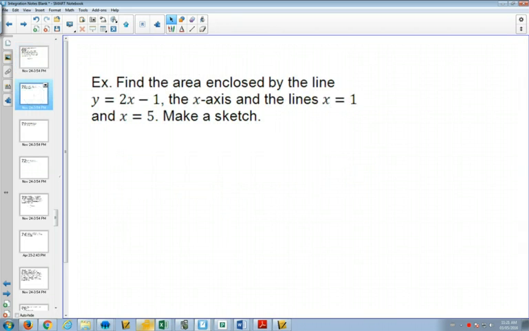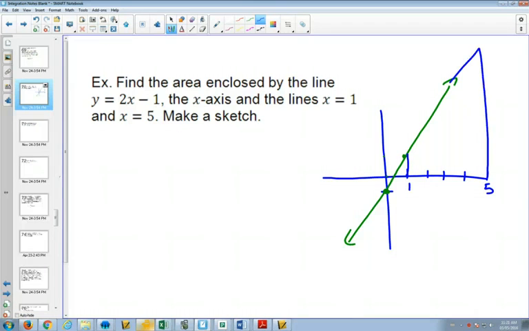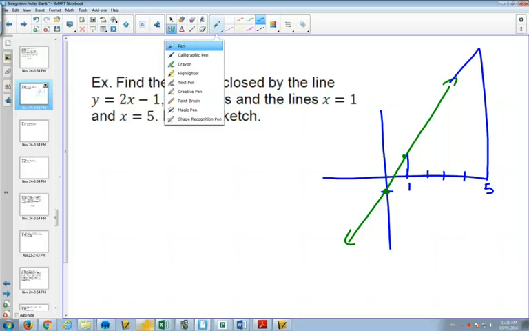So here is our example, and we're going to draw a little picture of a graph off to the side. So 2x minus 1, that has a y-intercept of minus 1, a slope of 2, and it looks like this. If we were trying to find the area between x equals 1 and x equals 5, that would be this part.